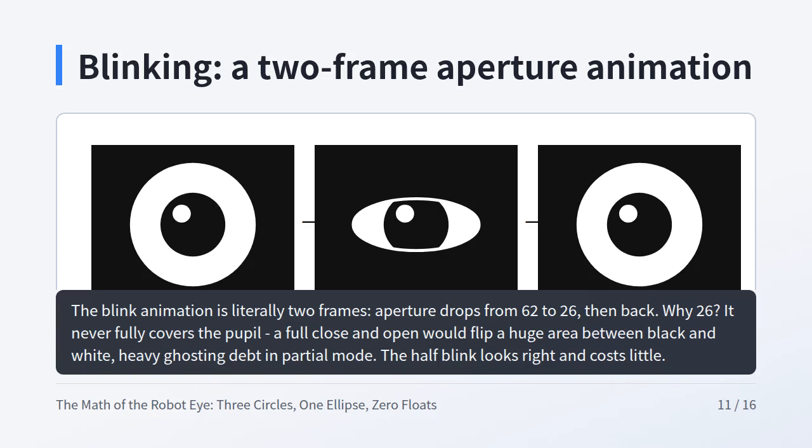The blink animation is literally 2 frames, aperture drops from 62 to 26, then back. Why 26? It never fully covers the pupil, a full close and open would flip a huge area between black and white, heavy ghosting in partial mode. The half blink looks right and costs little.